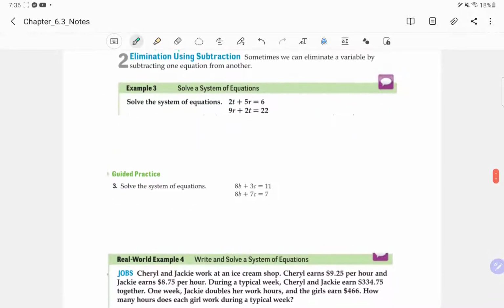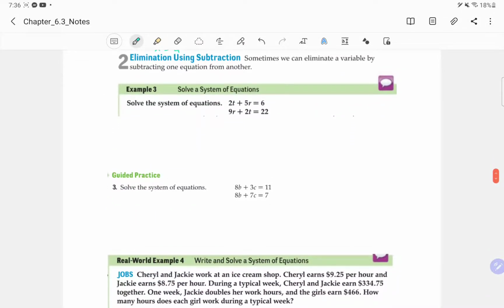Now the only difference with example 3 versus 1 and 2: your variable isn't going to go away. Okay, so let's start solving this and see what happens. My variables aren't lined up with each other, so the first thing I'm going to do is apply my rule of commutative property and move the order of things.